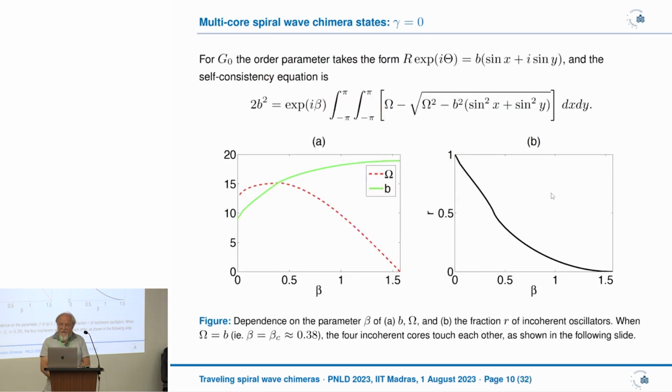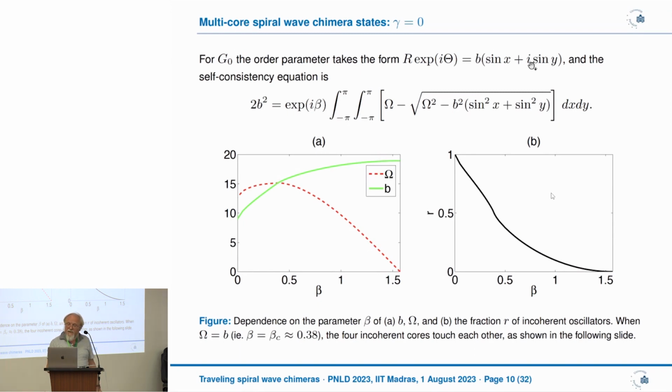Now, the existence and stability of these kinds of structures. In the case where gamma is 0, so I'm looking at the coupling kernel with just cosine x plus cosine y, the order parameter, that self-consistency equation, has very simple solutions. It's just b times sine x plus i sine y, as you can see here.